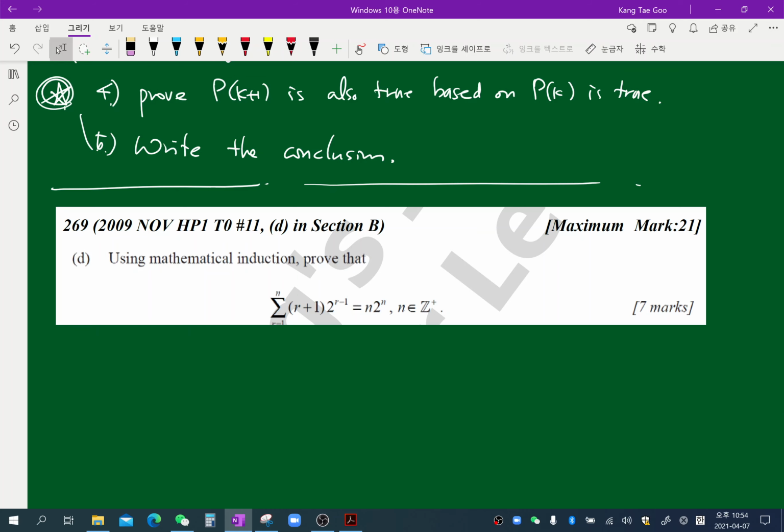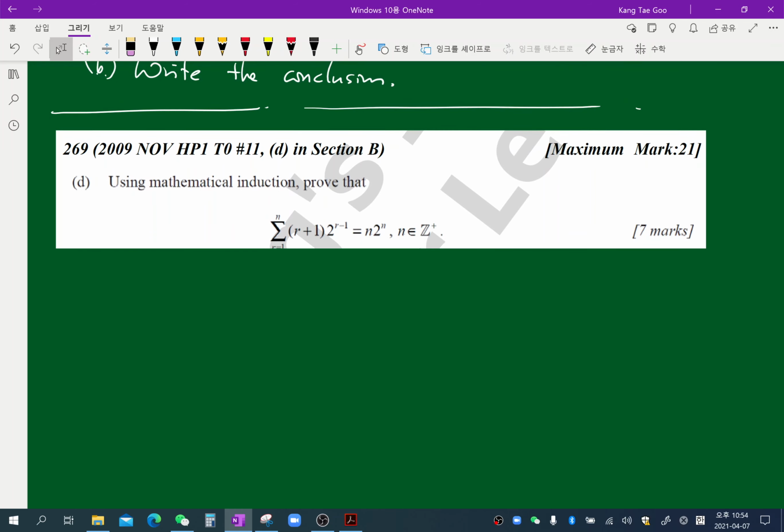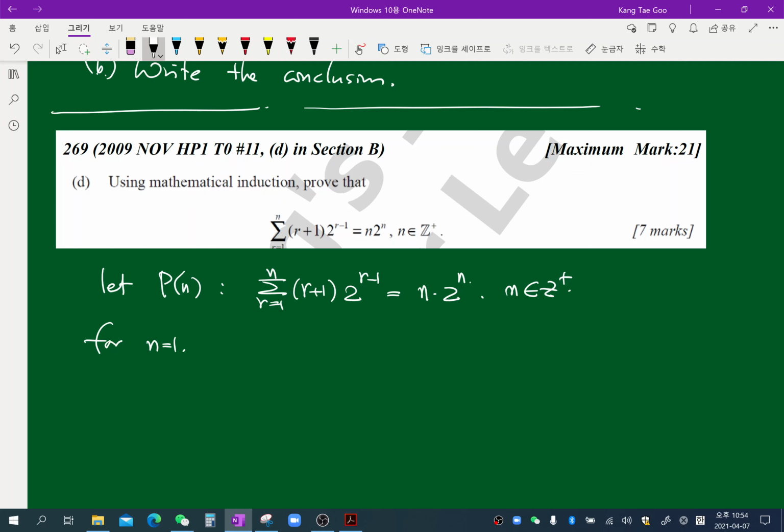Using mathematical induction, prove that the sigma is as given. The first step is we make the statement Pn to be the sum from r equals 1 to n of (r plus 1) times 2 to the power of (r minus 1) equals n times 2 to the power of n, for all positive integers n. So we make the statement Pn, right? Then the next step is we need to prove P1, for n equals 1.